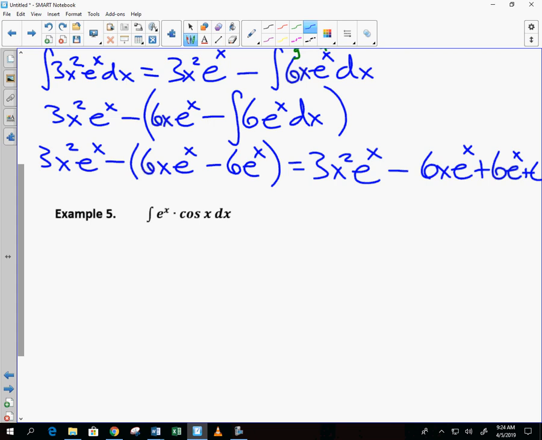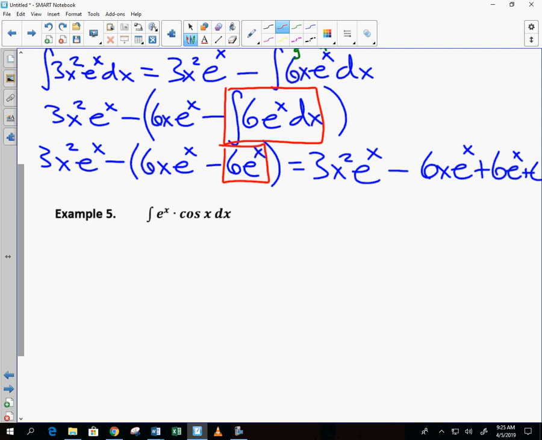You're finding the antiderivative of 3x squared e to the x. No, I found the antiderivative. The antiderivative of 6e to the x is 6e to the x. Because the derivative of e to the x is e to the x. The antiderivative of e to the x is e to the x. So the antiderivative of 6e to the x is just 6e to the x. Well, now my integral symbol is gone. So I have this expression. Distribute my subtraction sign, and I get this.